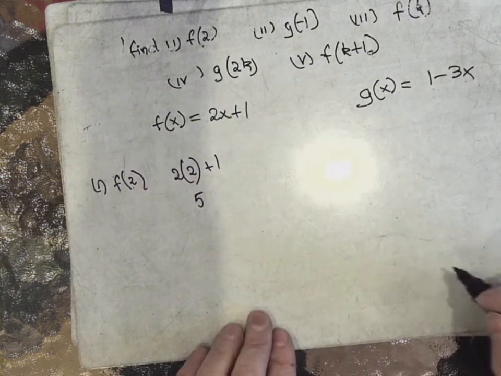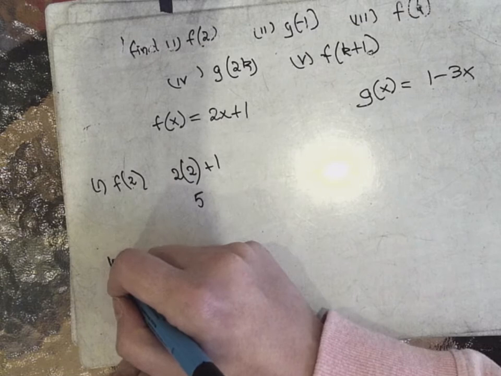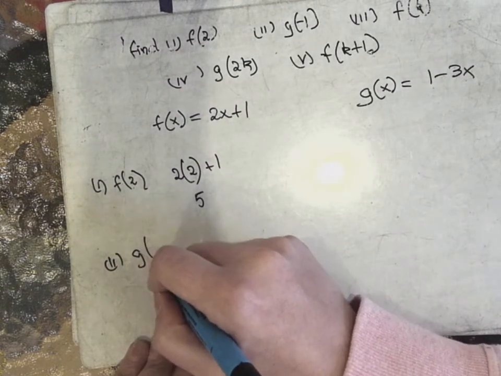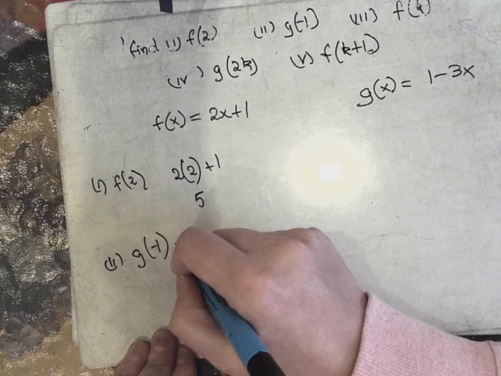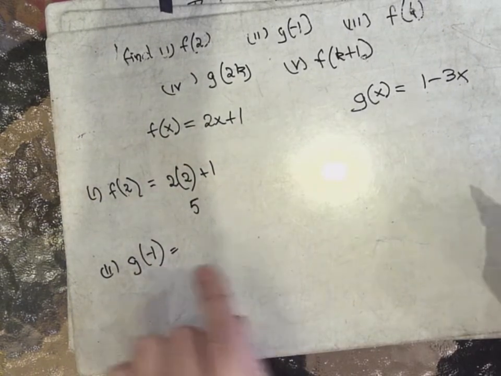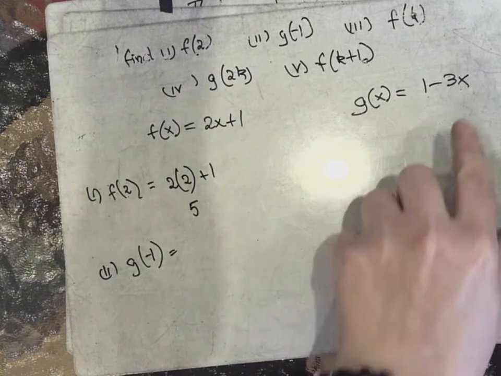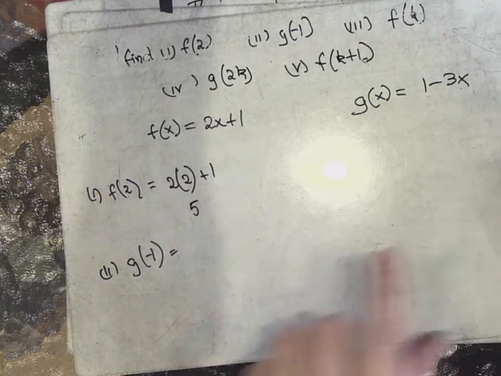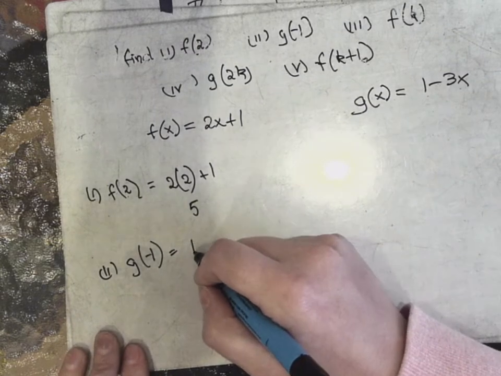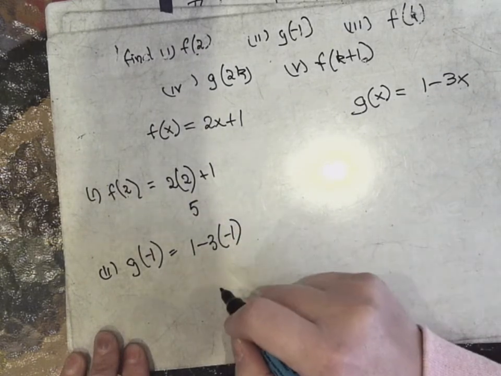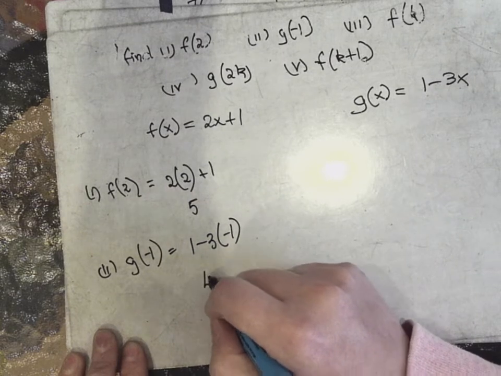Okay? Part 2 then says, get g of minus 1. So it's g of minus 1. So this time, into g, everywhere you see an x, put a minus 1. So this is g here, 1 minus 3x. So you're going to replace that x with a minus 1. So it's 1 minus 3 times minus 1 into the calculator with that and press equals and you'll get 4.